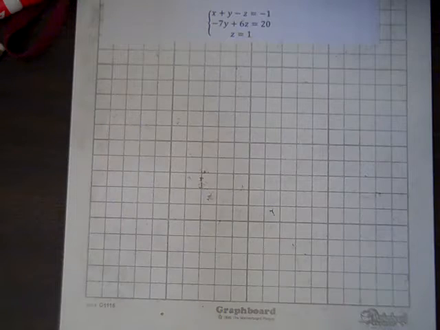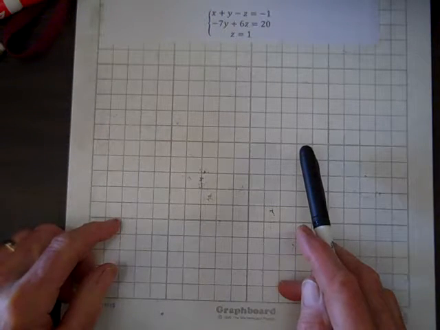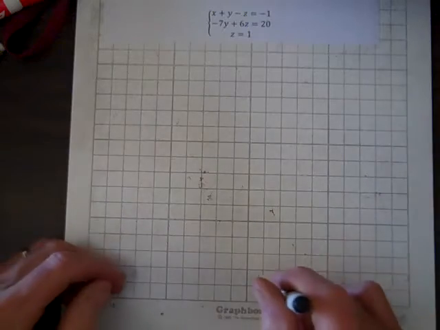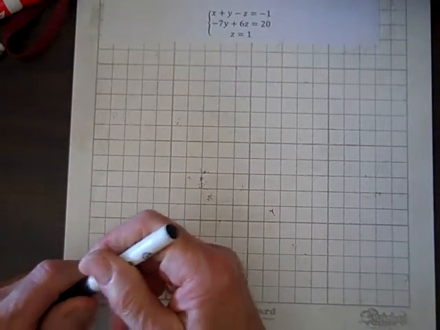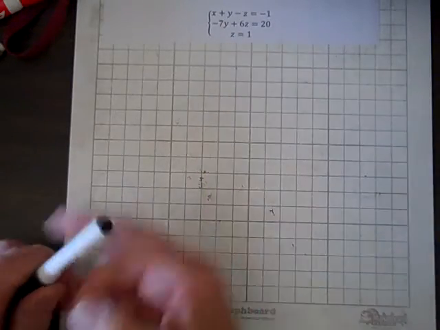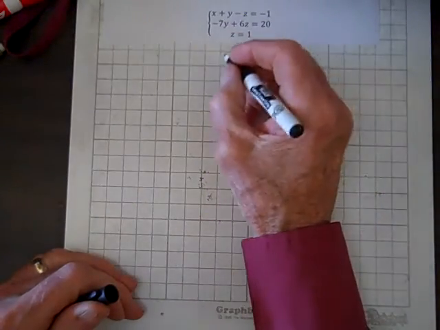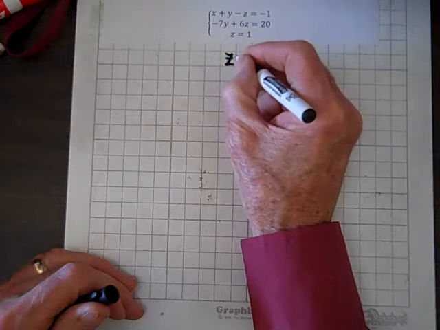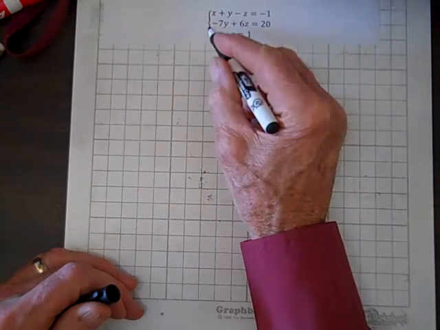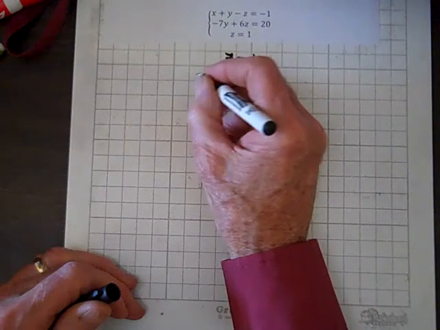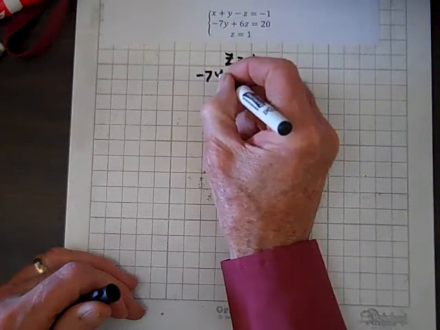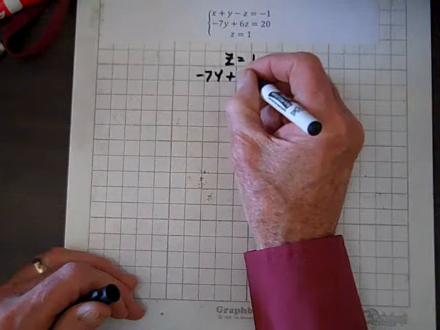Well, what we're going to do here is deal with 3 equations and 3 variables, and so we have to solve this system. So we're given this, that z equals 1. Okay, z equals 1.